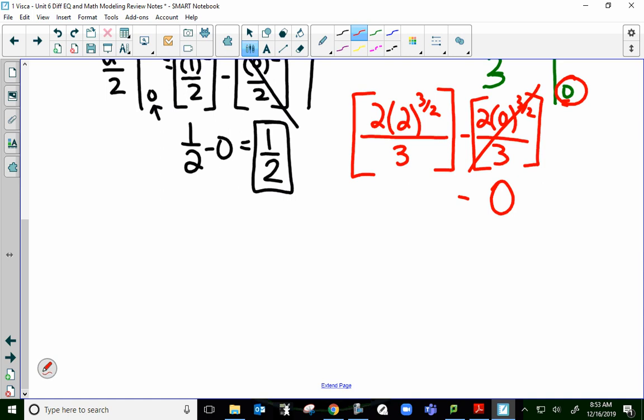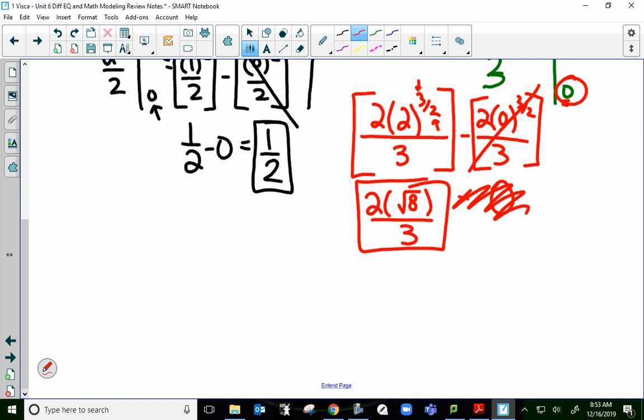Now, I've got to cube 2 first, then take the square root of it. So I've got 2 times the square root of 2 cubed, which is 8, all over 3. All right, so ultimately, 2 times the square root of 8 over 3 minus 0 is 2 times the square root of 8 over 3.